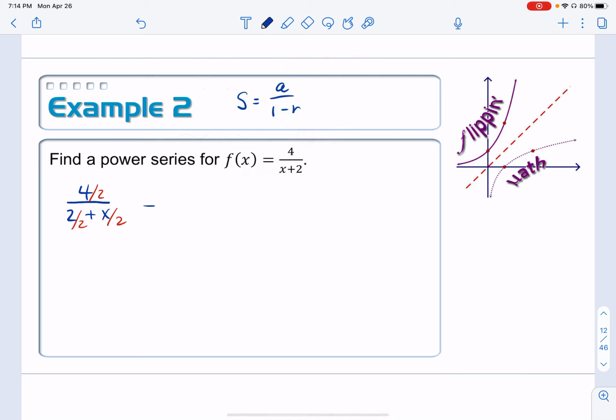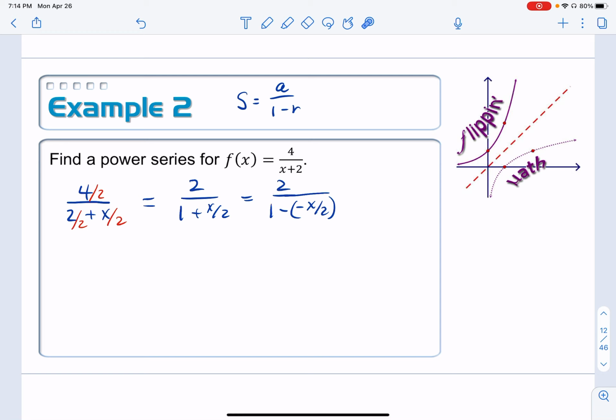So now this becomes a 2 on top, 1 plus x over 2. All right, so we have our 1 there. We're in business. But now this needs to be a minus, a minus the common ratio. So we'll do exactly what we did on the previous one, and make that minus a negative. 2 over 1 minus negative x over 2. And there we have it. So we've now successfully turned our regular function here into a geometric sum.